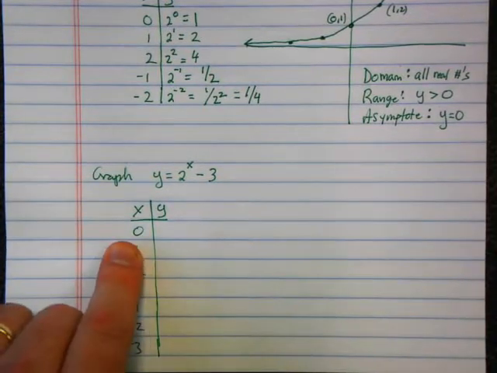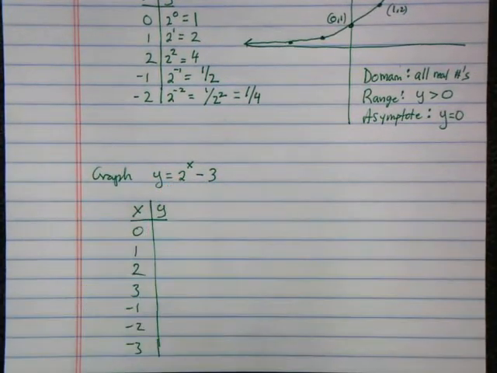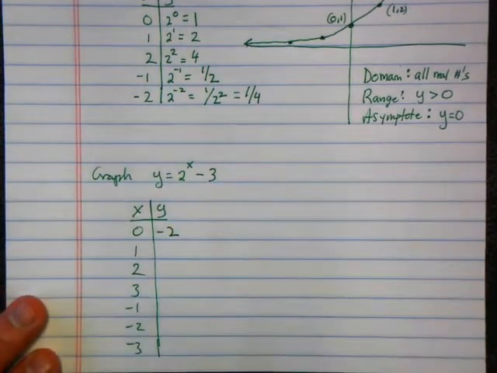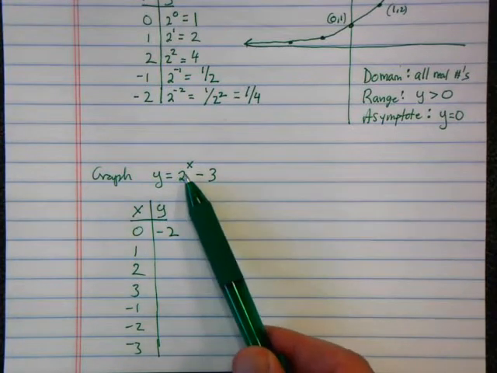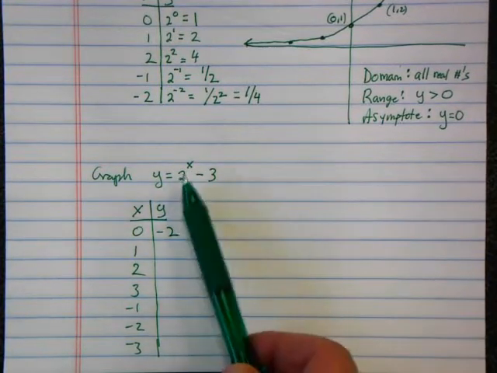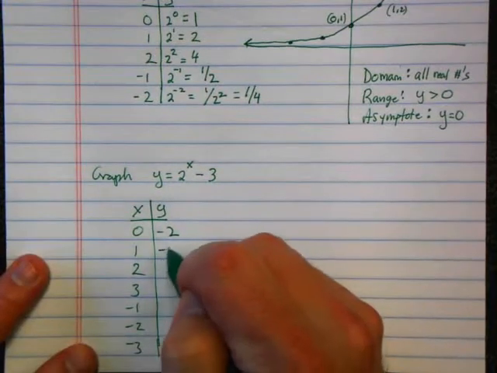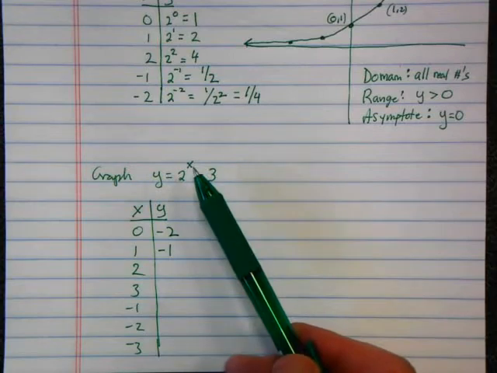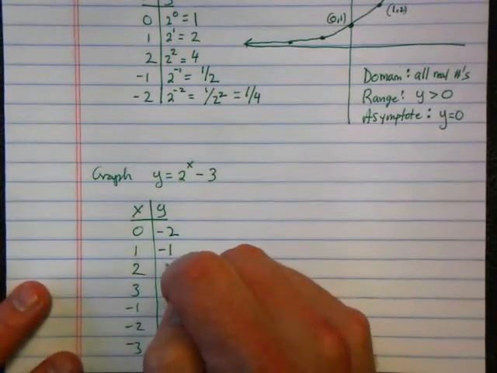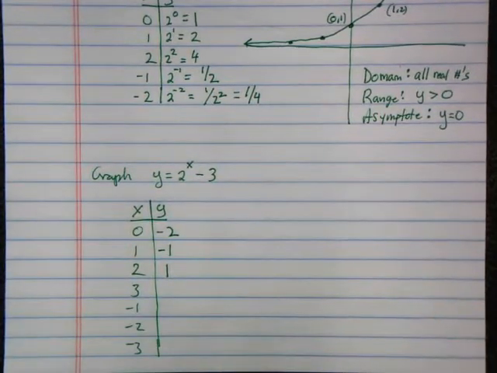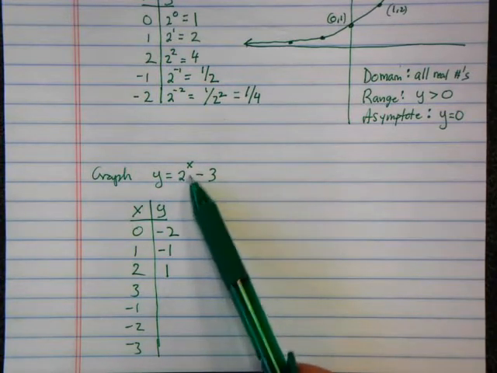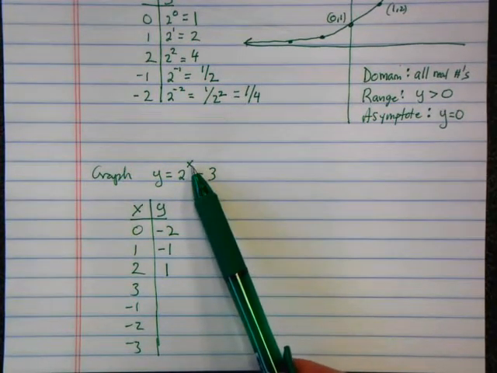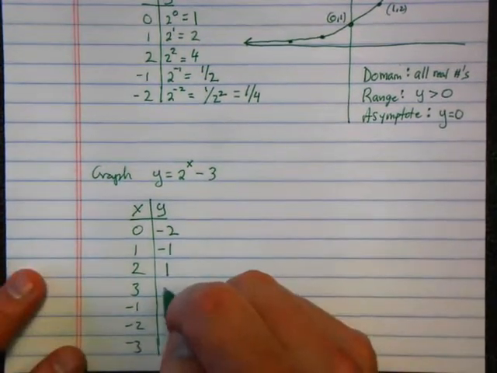I plug in 0. What's 2 to the 0? 1. What's 1 minus 3? -2. I plug in 1. 2 to the 1, 2. 2 minus 3, -1. Plug in 2. 2 squared is 4. 4 minus 3, +1. And then plug in 3. 2 to the third is 8. 8 minus 3, 5.